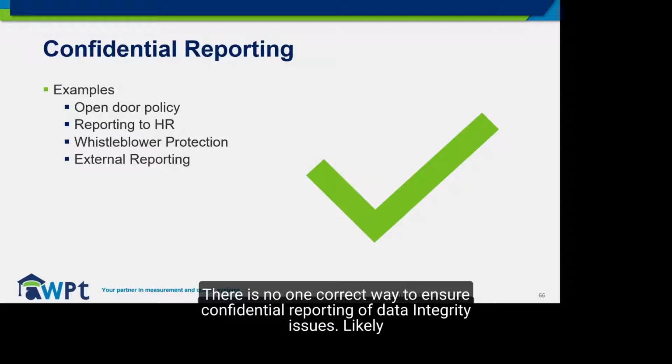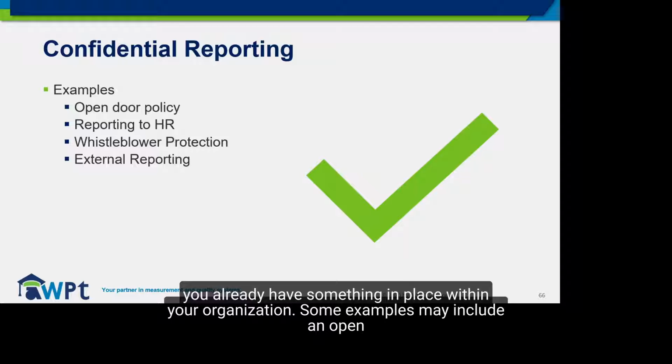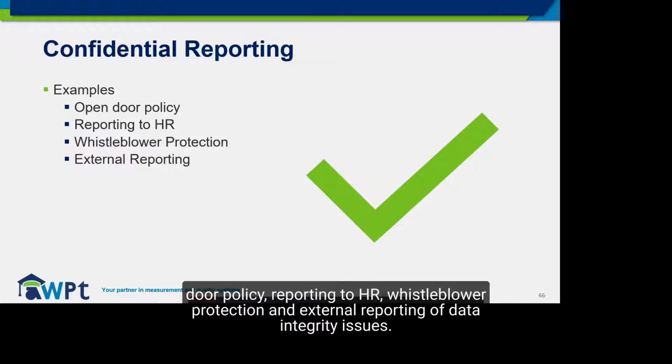There is no one correct way to ensure confidential reporting of data integrity issues. Likely, you already have something in place within your organization. Some examples may include an open door policy, reporting to HR, whistleblower protection, and external reporting of data integrity issues.